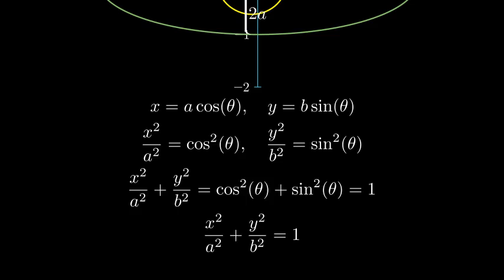Now, let's find some specific points on our ellipse. When theta is 0, cosine is 1, and sine is 0, giving us the point (a, 0). When theta is 90 degrees, or pi over 2 radians, cosine is 0 and sine is 1, giving us (0, b). We can find any point on the ellipse by plugging in different values of theta.